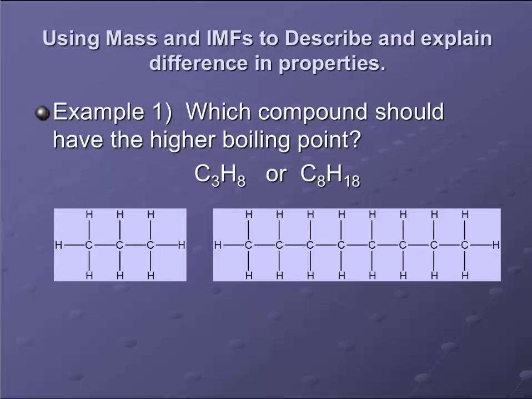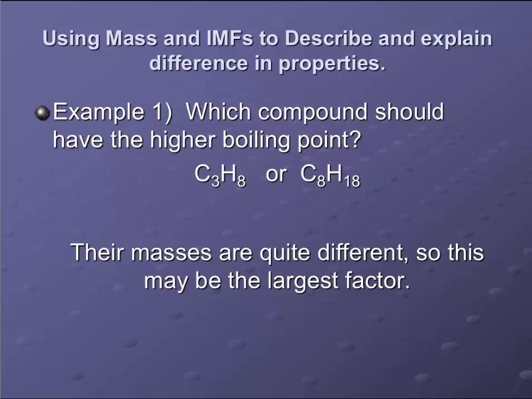Now let's make some predictions using the competing factors of kinetic energy and IMF. Which of these two compounds should have the higher boiling point, C3H8 or C8H18? Complete structural formulas have been given. Think about mass and think about IMFs. Remember, start with mass. One of these molecules is much more massive than the other. Much more massive.